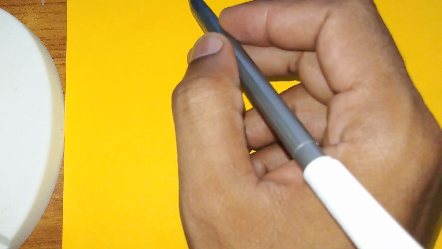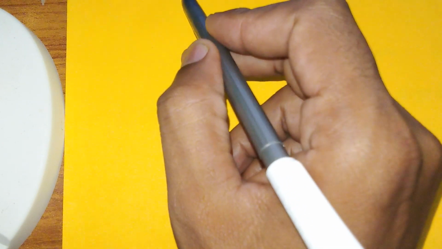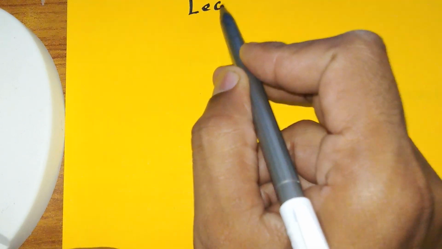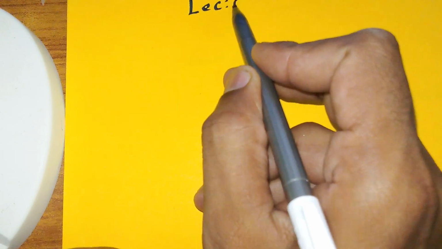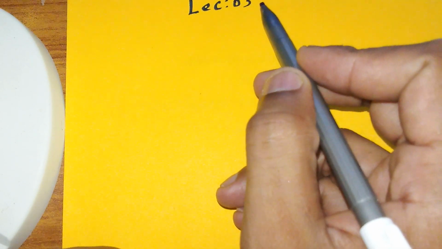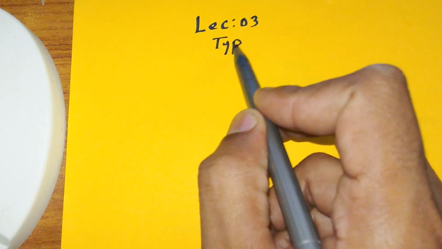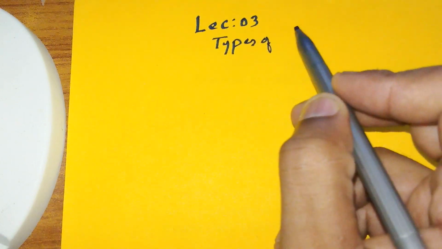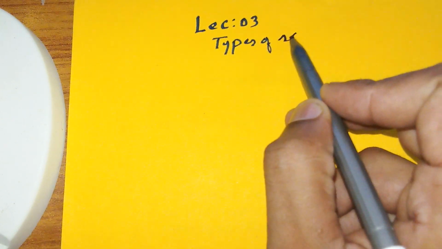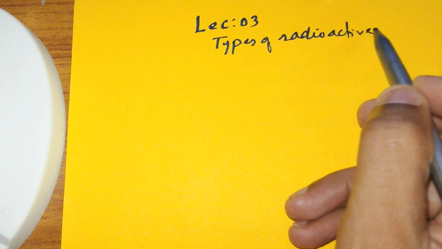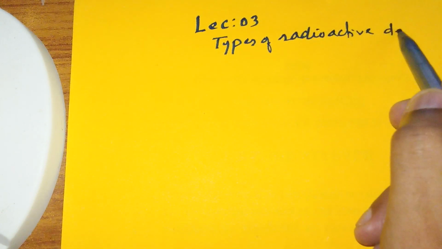Today we are going to discuss lecture number 3 of nuclear chemistry. So today we will discuss the types of radioactive decay.